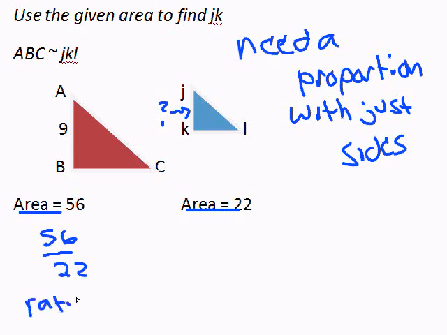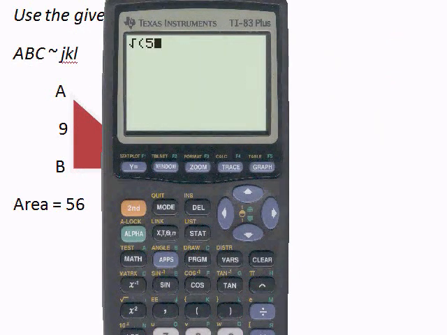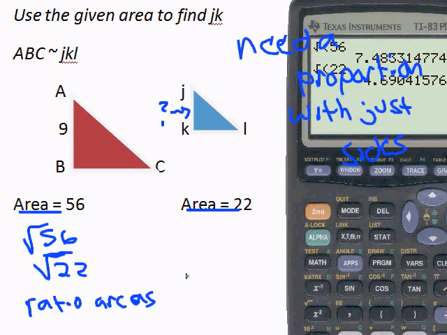By the way, this is the ratio of the areas. And we can turn that into the ratio of the sides by taking the square root of both of them. So the square root of 56 and the square root of 22. Take our calculator, square root of 56 and the square root of 22, and we'll get a couple different numbers right there. We'll get 7.483 and 4.69. Now that's the ratio of the side lengths.